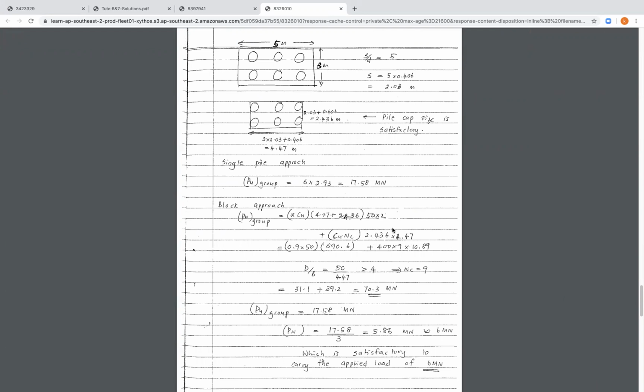And if we substitute all these values here, we get the ultimate bearing capacity for the block of the piles as 70.3 meganewtons. And we know that we need to take the minimum value between these two values, 17.58 and 70.3. We need to take the single pile failure scenario, the PU group from the single pile approach. So that's going to be 17.58.